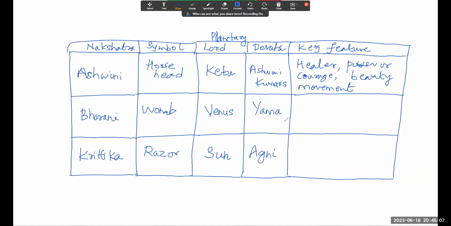Then Bharani key features. Social, transformation, cleansing, nurturing, idealistic. It also brings creative, and also towards knowledge. Sociability is correct. That was also mentioned. Sociable. Okay. Then Kritika.